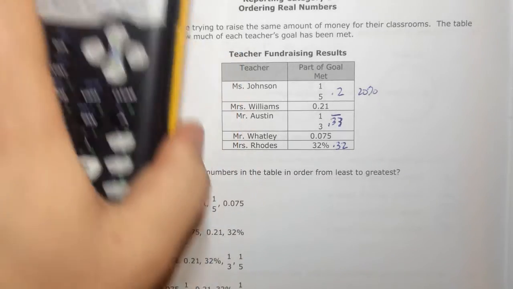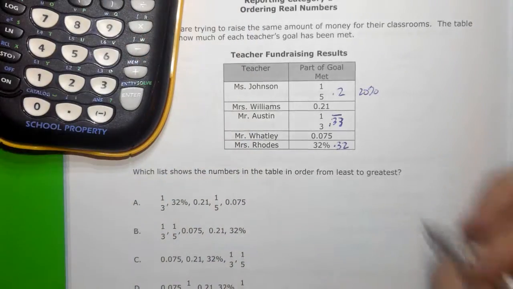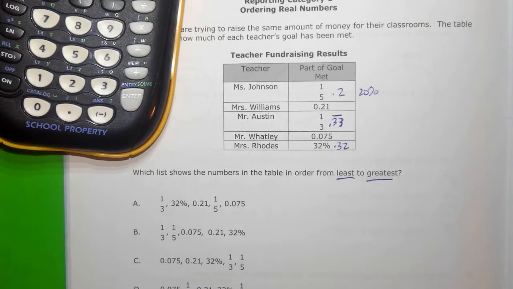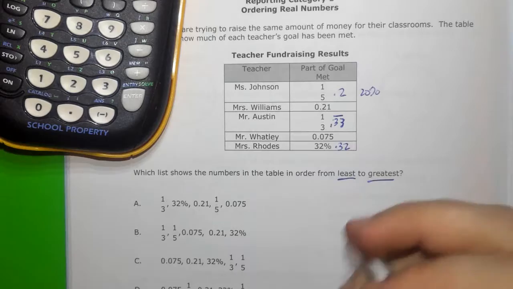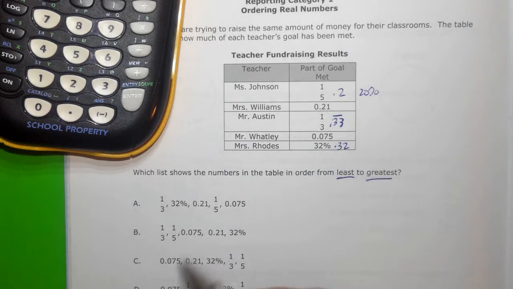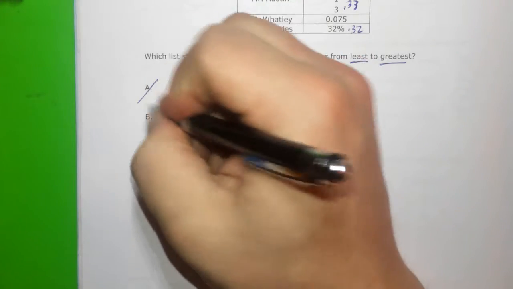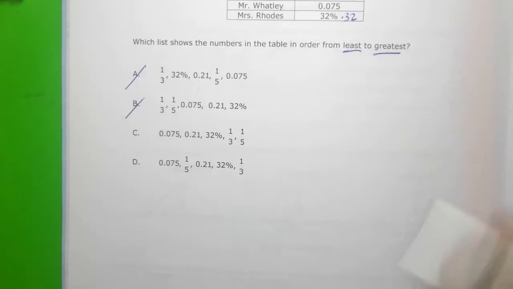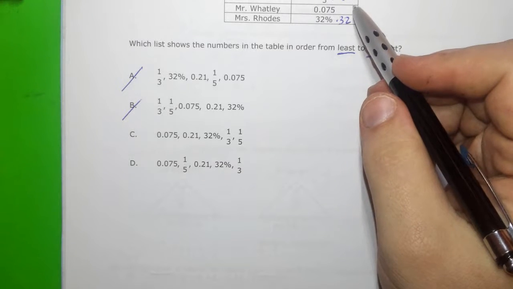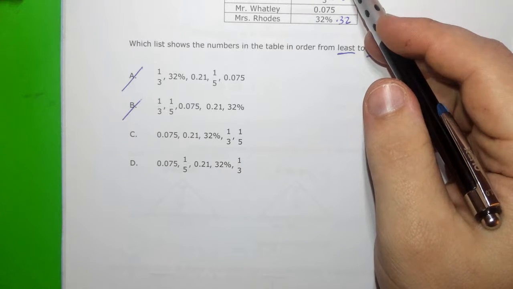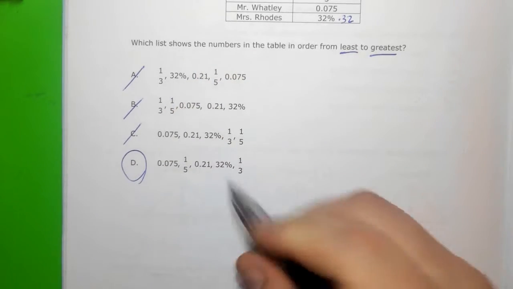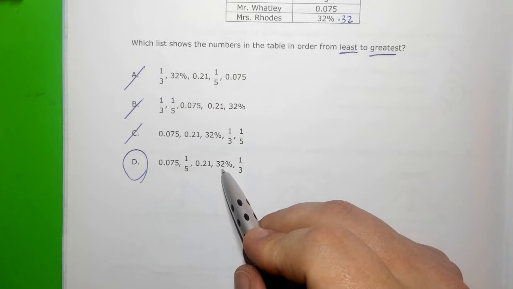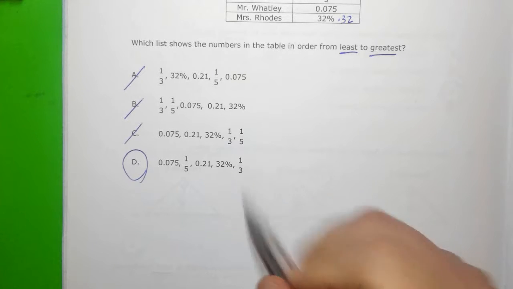And now I can order these from least to greatest. So I'm going to take my smallest number. So it looks like 0.075 is going to be my smallest number. So I can cross out answer choices A and B. Okay, and then after that, it looks like I'm going to have 0.2 as my next smallest one. Okay, so that's 1/5. Okay, then 0.21, then 0.32, then 0.3 repeating.